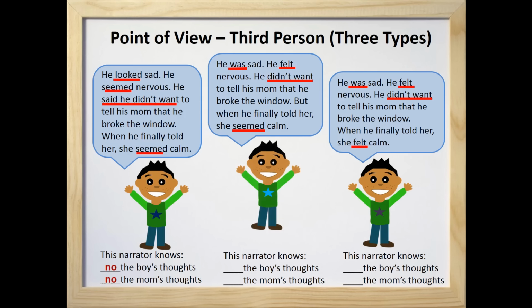Look at the second narrator. Does this narrator know the boy's thoughts? Yes. And what about the mom's thoughts? No, this narrator does not know the mom's thoughts. And what about the third narrator? Does this narrator know the boy's thoughts? Yes. And what about the mom's thoughts? Yes, this narrator also knows the mom's thoughts.